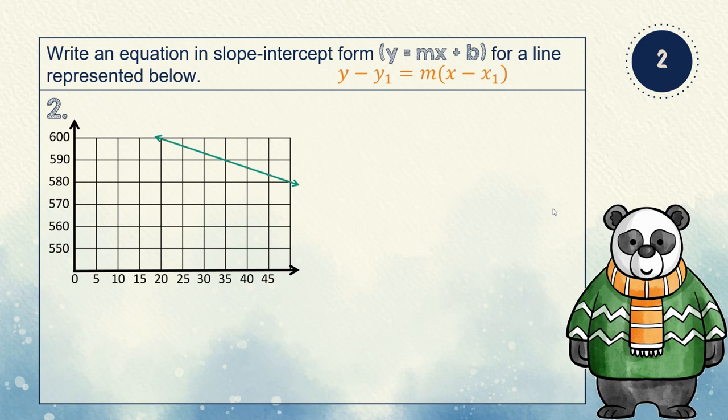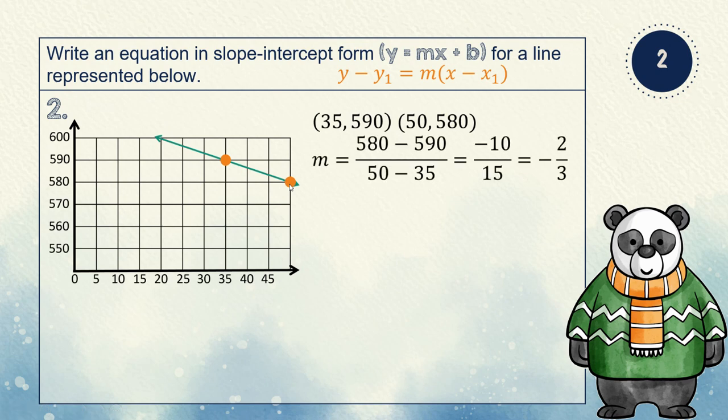For number 2, to find the slope of the line, you could draw a slope triangle and count rise over run, or you can identify 2 ordered pairs. Those 2 points are (35, 590) and (50, 580). To find our slope, we'll take 580 minus 590, second y value minus the first y value, over 50 minus 35, the second x value minus the first x value. That's giving us negative 10 over 15, which is negative 2/3.